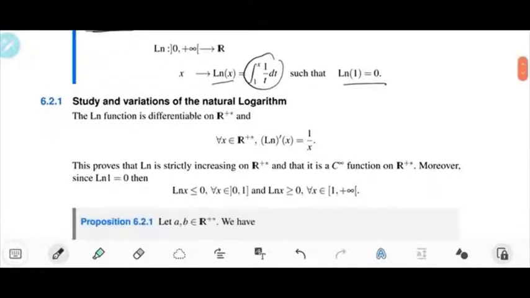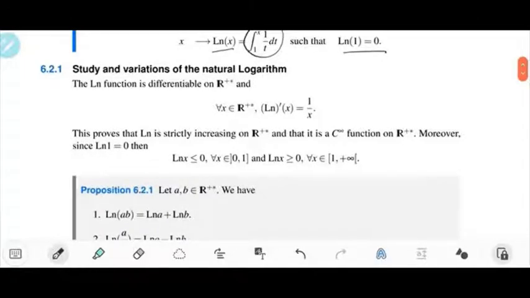First, this function is differentiable, of course, because it's defined as being the primitive of 1 over x. So it's differentiable and its derivative is 1 over x. This is the first formula that you should know: the derivative of ln of x is 1 over x, of course, when x belongs to the open interval 0 plus infinity. So this proves that ln is strictly increasing and that it's a C infinity function, because its first derivative is 1 over x, and 1 over x is a C infinity function.